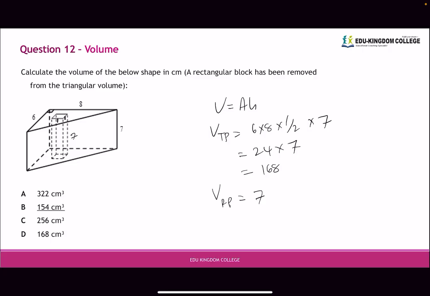1 times 1 times 7. Oh, sorry, that says 1 times 2. 1 times 2 times 7, so that should be 14. So 168 minus 14 equals 154. Sorry guys, it's been a bit of a confusing ride, but thanks for carrying through with me. So that is the solution to the last question.